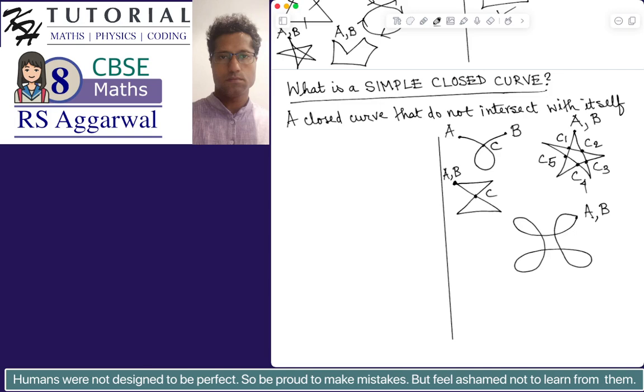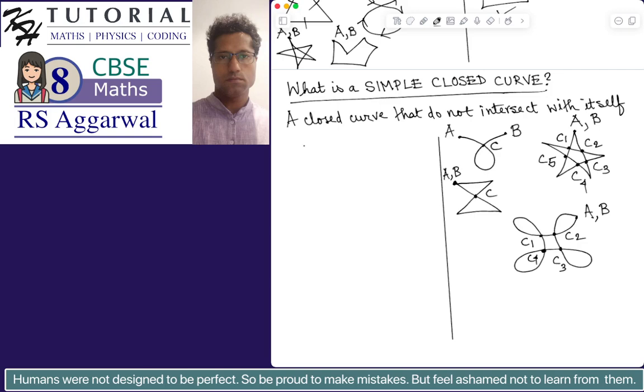at 4 points. These 4 points. This is the one point of intersection that is intersecting with itself. This is the second. This point is the third point of intersection, and this point is the fourth point of intersection. So this is not a simple closed curve. It is a closed curve, but it is not a simple closed curve. Now let's see what is a simple closed curve.